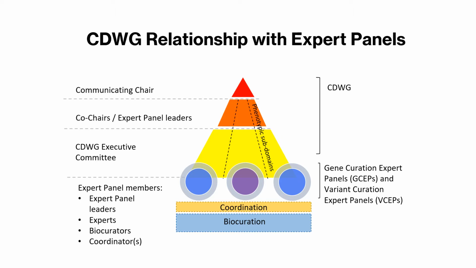The CDWGs have a hierarchical organization via the leadership of the CDWG chair or chairs and an executive committee that is intended to be broadly representative of the clinical domain across key subdomains, such as clinical, research, and molecular laboratory expertise, and balanced demographics, for instance, the ratio of males and females, the level of seniority, geographic location, etc. Affiliated GCEPs and VCEPs, represented by the blue and purple circles on the slide, generally form under the guidance of a CDWG and are often led by members of the CDWG's executive committee and other community members who are invited to participate in the expert panel in their particular area of expertise.